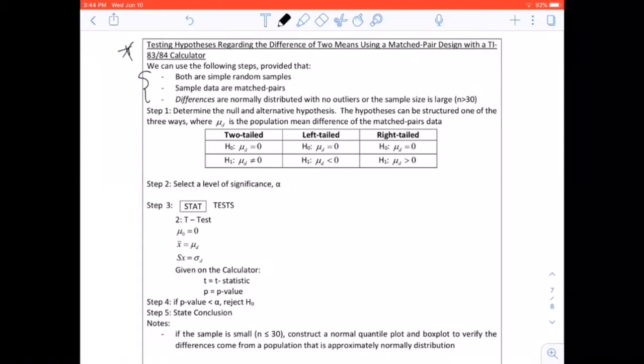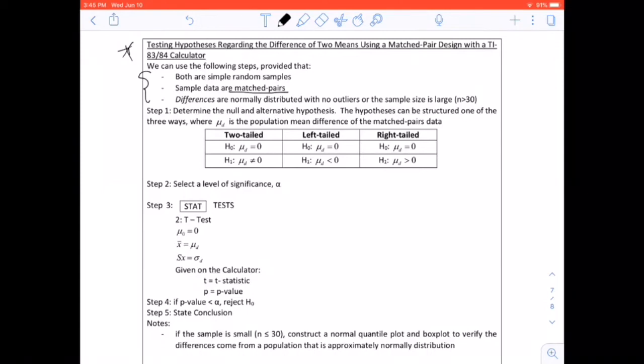We have to have both simple random samples. The sample data is going to be matched pairs, so that's dependent sampling. Differences are normally distributed with no outliers, or the sample size is large, say greater than 30. Step 2 is the null and alternative. So since these are matched pairs, we're able to subtract those values, and that difference is going to have some kind of meaning in it.